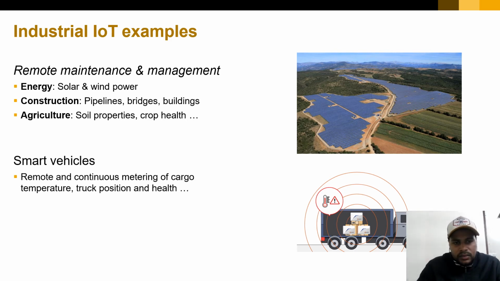The next example of industrial IoT is smart vehicles, which you almost know, very much trending nowadays. That is remote and continuous monitoring of cargo. In logistics also, IoT devices are used to track positions in remote areas, like what the truck position is and how far it is from its destination, etc.